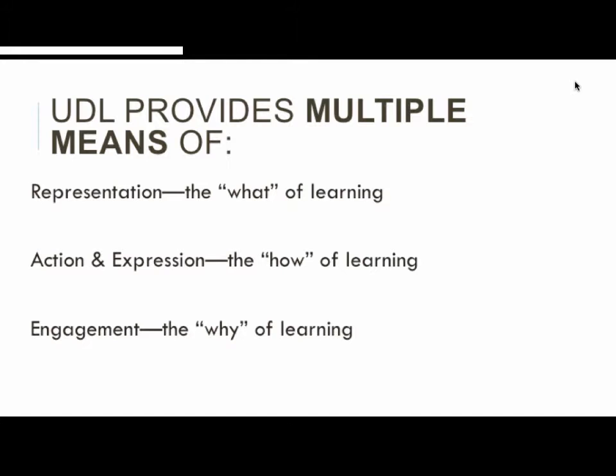But pretty quickly, when we're thinking about UDL, there's 3 main points that we want to keep in mind. That's representation, action and expression, and engagement. The big key word about UDL is multiple means. So when we're thinking about representation, that's the what of learning, what students are learning. Action and expression, the how: how are students expressing what they learn? And engagement, why are they choosing to learn the things that they're learning?